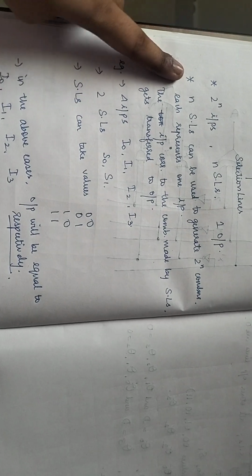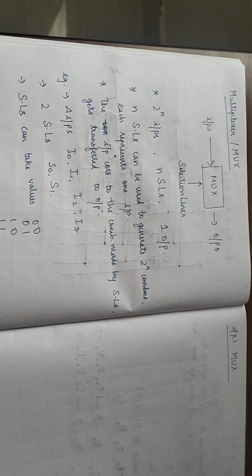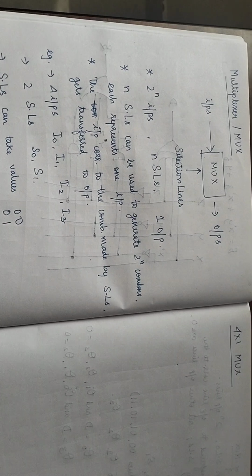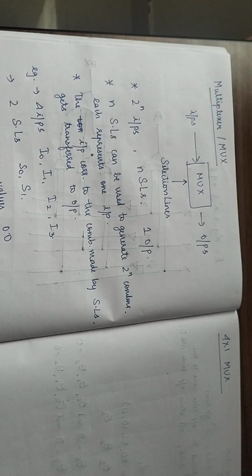This is what I mean when I say the n selection lines can be used to generate 2 power n combinations, and each combination represents one input. So that's what is written here. And this multiplexer is generally used to implement Boolean functions. How is that done? We'll be looking at it in more detail in a future segment. But a basic overview of a multiplexer is 2 power n inputs, n selection lines, one output. The output is simply one of the inputs. There's no arithmetic operation done on it.